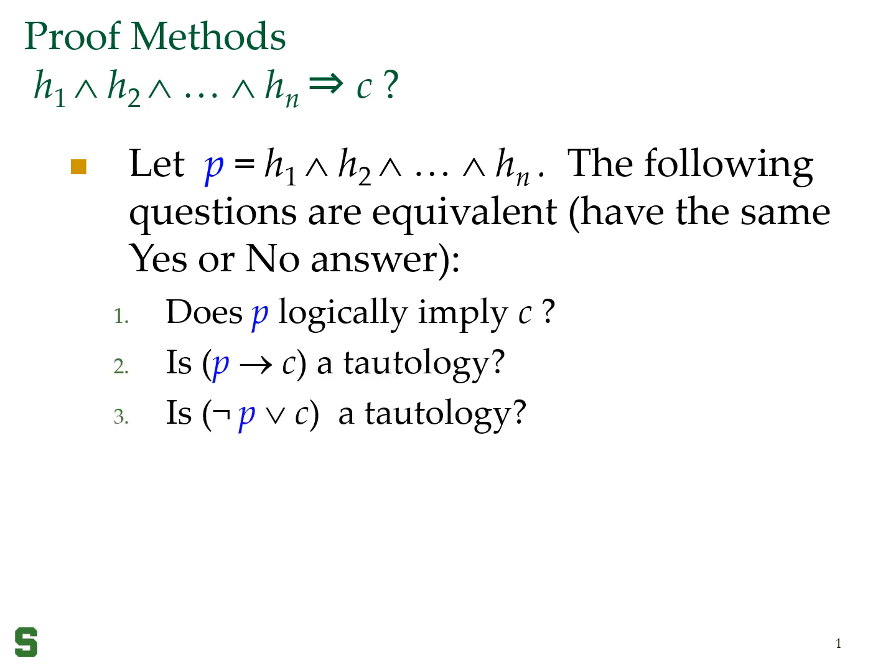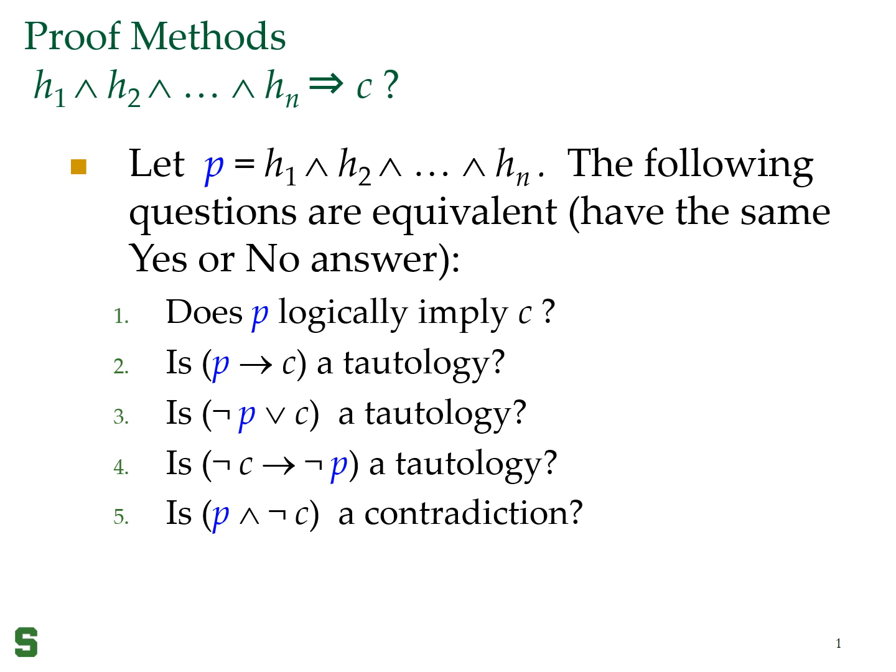P implies C is a tautology, not P or C is a tautology, not C implies not P is a tautology, and P and not C is a contradiction. I'm saying this again and again over several slides because it's important to understand that these statements are equivalent. However, proving one statement may be easier in some context than the other, and of course our goal should be to try to use the statement that is easiest for us to prove.